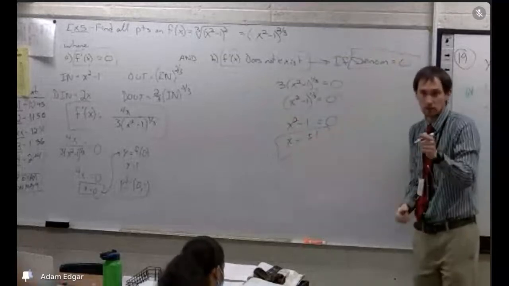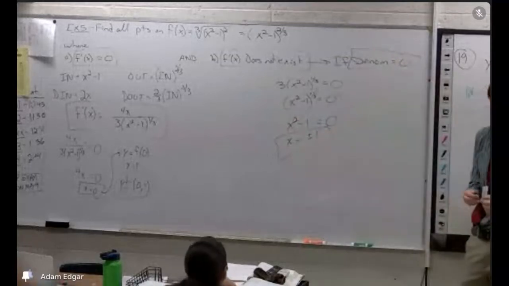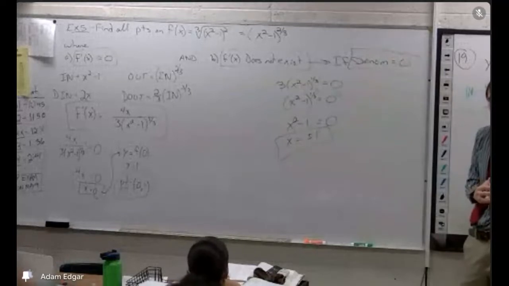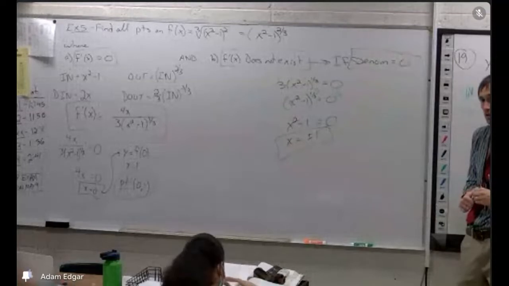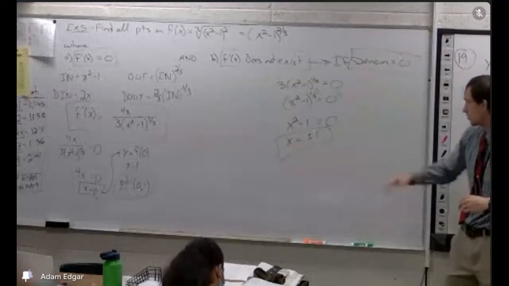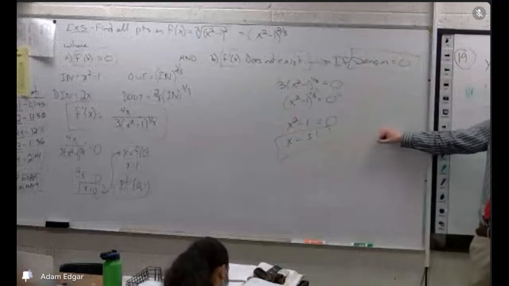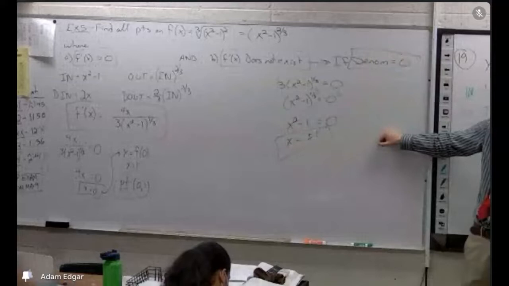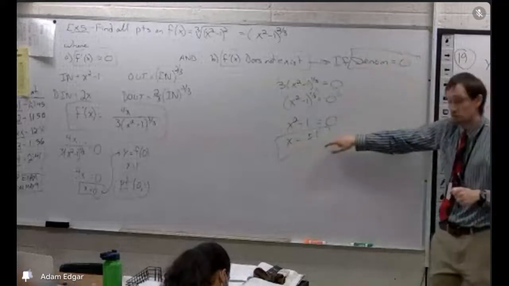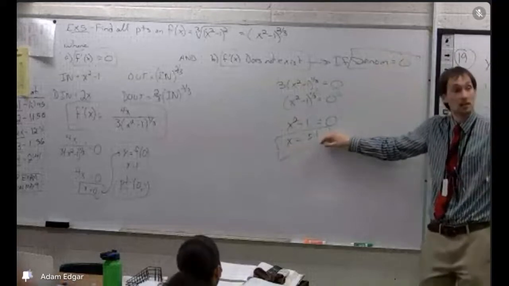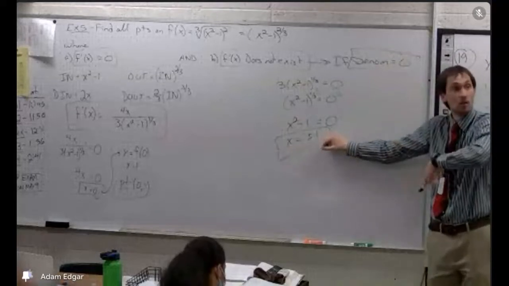Prince. Correct. So that's where the derivative is undefined. Risa? We do, because it says find the points. So the derivative doesn't exist. That doesn't mean the point doesn't exist. The point very well could exist, right?